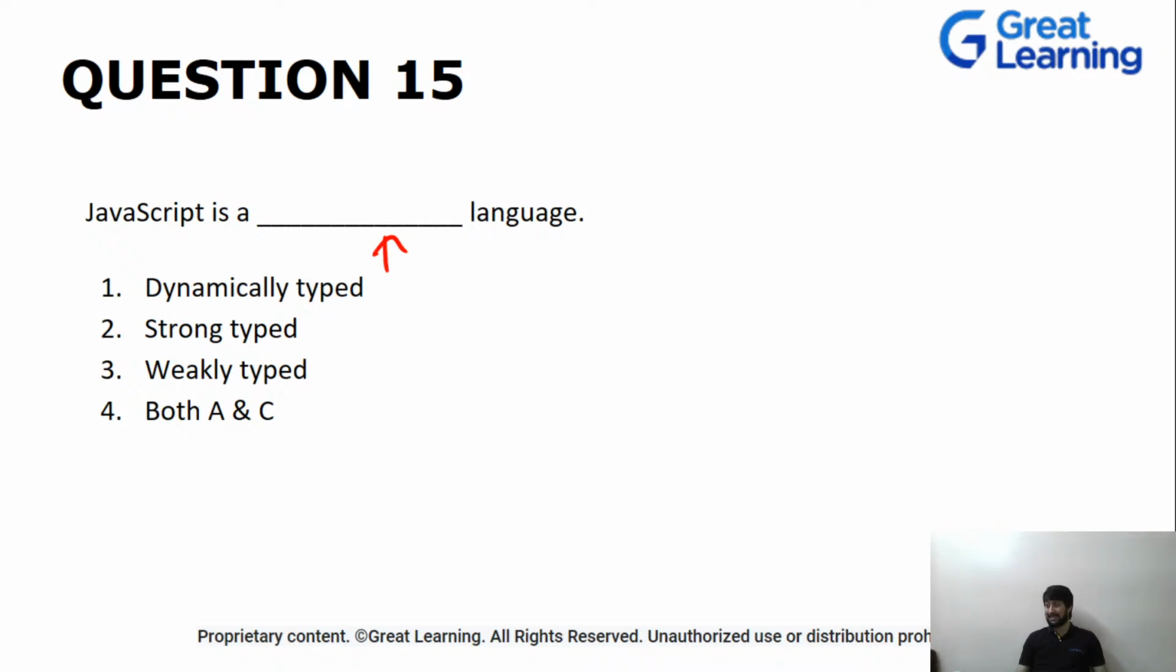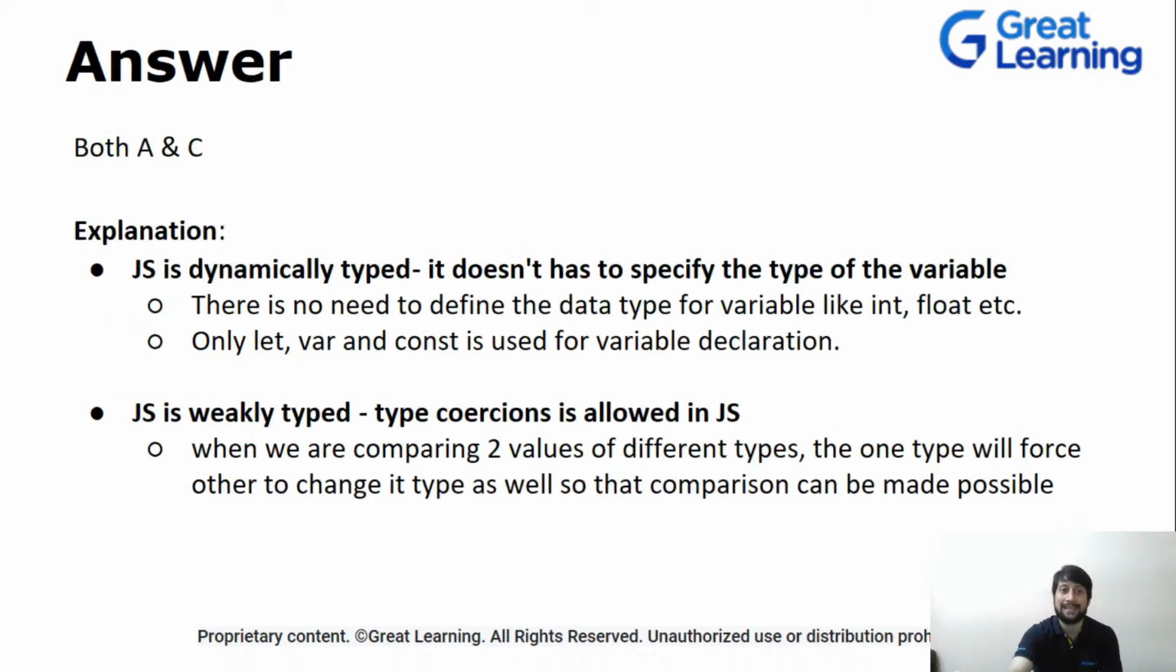Boolean is a data type. Yes, not bool, Manish. Boolean is a data type, but bool is not a data type in JavaScript. Sumit says 4. Cool. So the answer to this question is both A and C. Option 4 is the correct option.